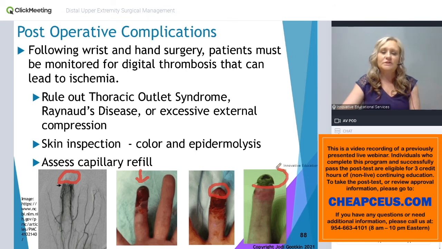Unfortunately, what happened over time, on the far right image here about 2 months later, was that dry necrosis occurred, and spontaneous amputation of the distal end of the finger. We do want to avoid that for our patients.